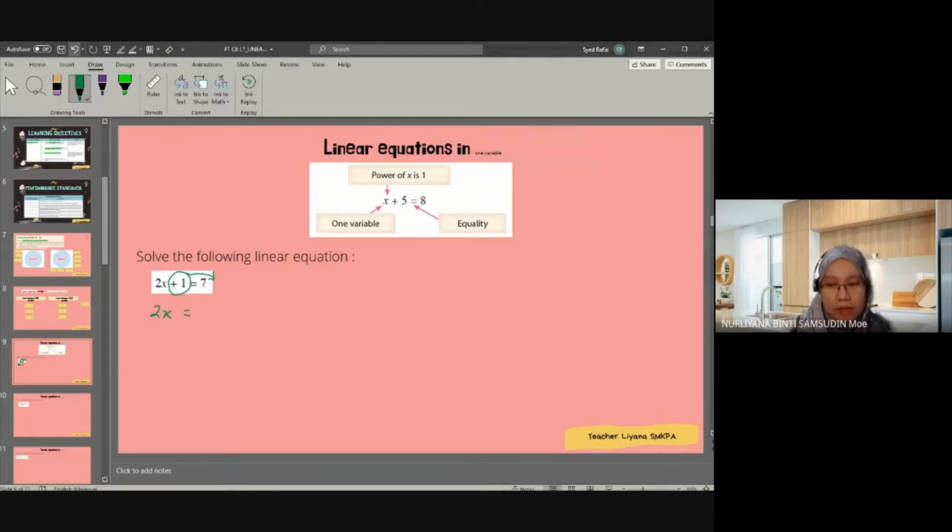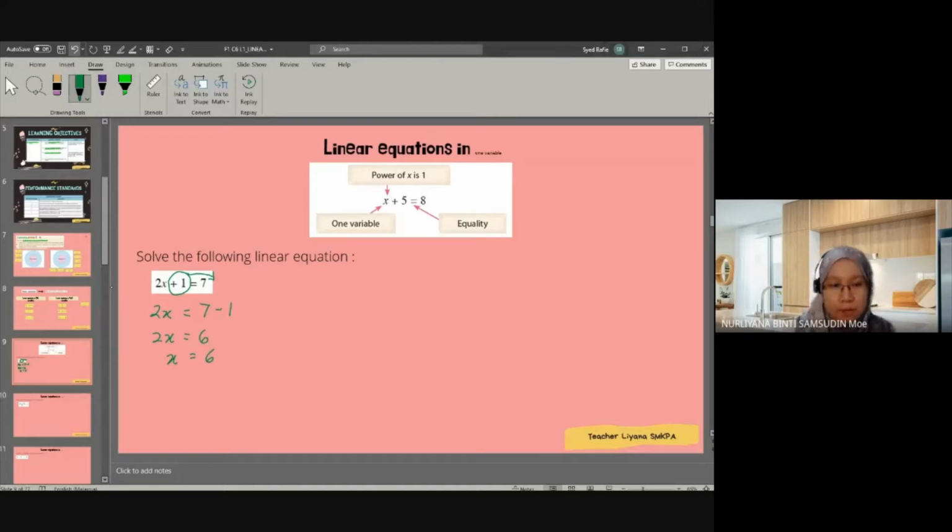When we move to the back, it will become the opposite of it. If plus 1, the opposite of it will become minus 1. So, 7 minus 1. Now, here is 2x equals 6. Okay. So, we want only x. We don't want 2x. We want x only. So, x equals 6.